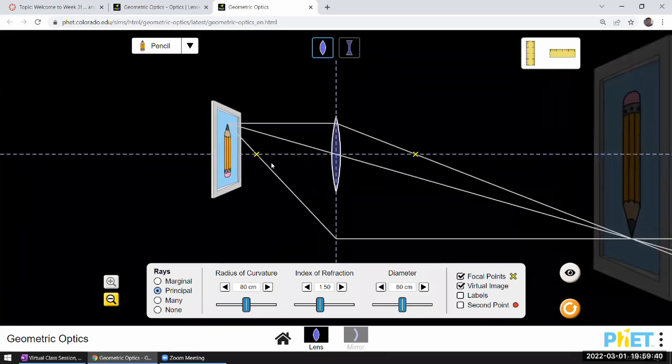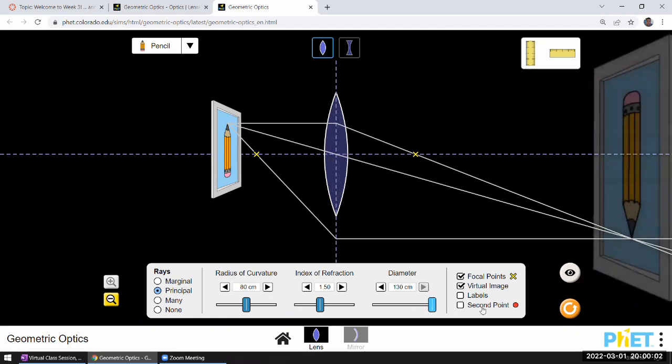Now, sometimes with the principal rays, you will have a diagram that maybe looks a little bit unnatural. Like this ray here, it's not even hitting the lens and it's still bending. It's because the principal ray is just a mathematical tool. It's not necessarily indicating any kind of actual physical picture, depending on the size of the lens.